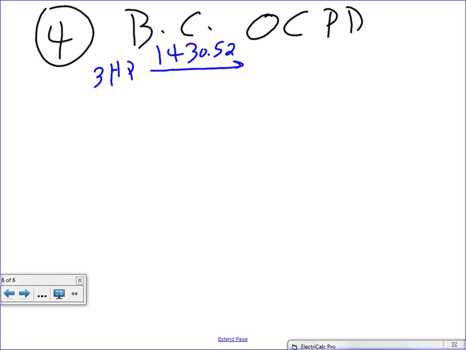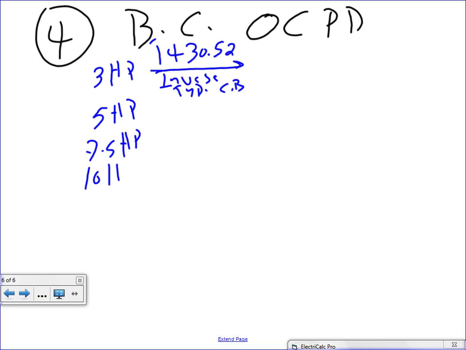430.52 table. Now we're going to ask what type of overcurrent protection device you want to use, Chad? I'm going to use inverse time circuit breakers for all of them. And here are my 5 horsepower, 7.5 horsepower, and 10 horsepower motors.